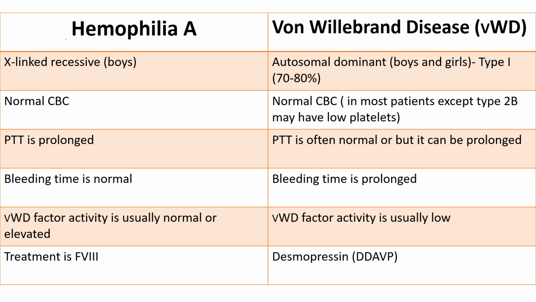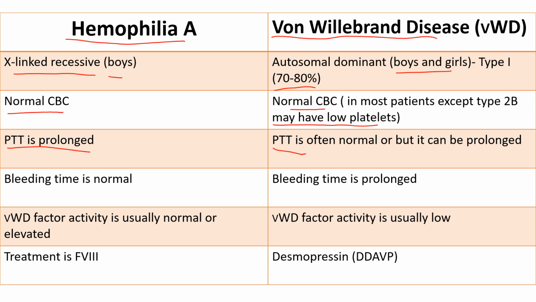The difference here between hemophilia A and von Willebrand disease: I will call hemophilia A, A, and von Willebrand disease, V. So in A, it is X-linked recessive in boys. In V, it is autosomal dominant, affects boys and girls, type 1 being the most common type, 70 to 80%. Normal CBC in A, normal CBC in V in most patients, except type 2B may have low platelets. Prolonged PTT in A, and the PTT is often normal but can be prolonged in V.